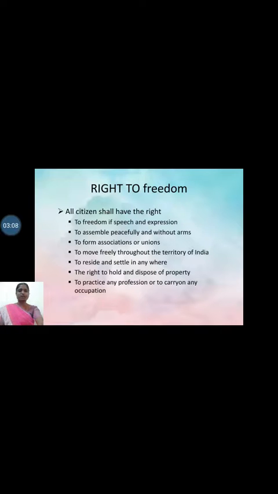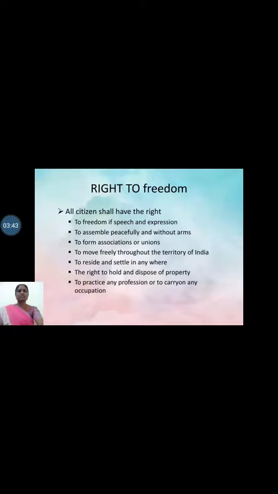Okay, see the next one, the right to hold and dispose of property. Yes, if you own property, you can dispose of it to others. That is, you have the freedom to hold it. Okay, the next one, to practice any profession or to carry on any occupation. Yes, if you are willing to become a doctor, lawyer, engineer, whatever, you can become that. Okay, no one restricts that. You can follow any occupation.